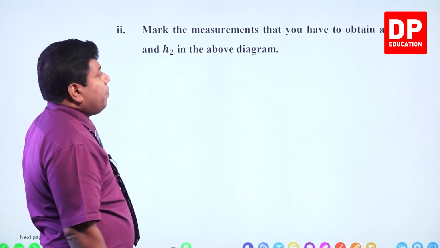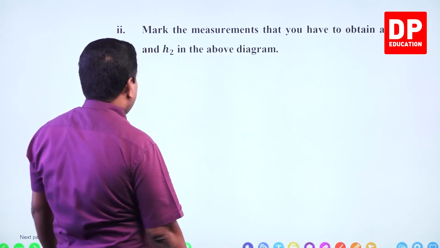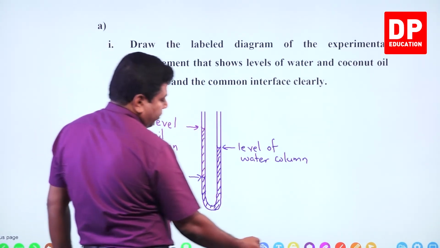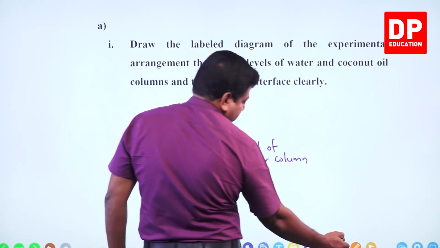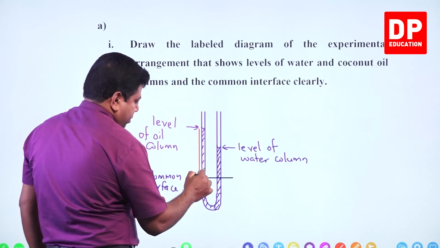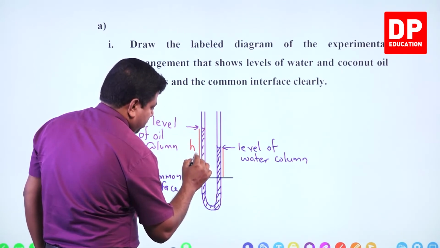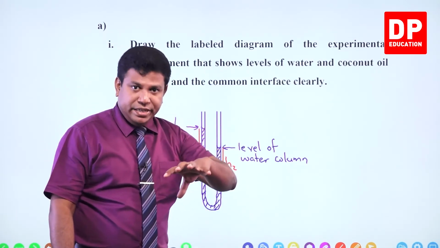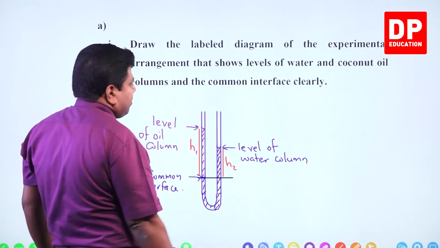Next part. Mark the measurements that you have to obtain as H1 and H2 in the above diagram. H1 and H2, we need to measure the oil column as well as water column. Let me draw a horizontal line at common interface. Let's mark it here and mark it here. This is H1, H2. Oil column, I take it as H1 because that is what we change. So, ideally we should take it as H1 and accordingly the water level will balance, which is H2.